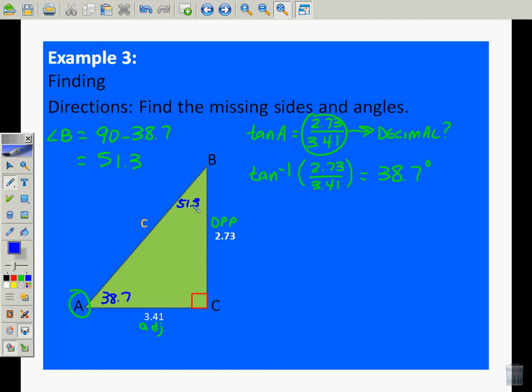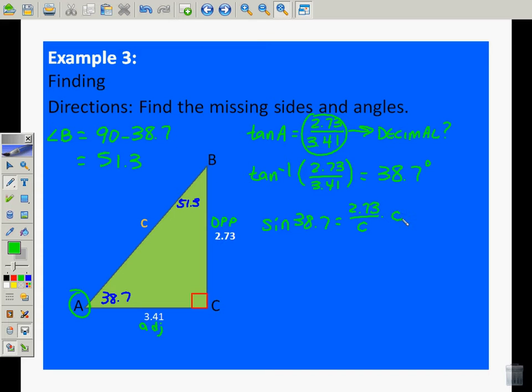Now, guys, here comes the fun part. Because I have a couple of different ways to solve this. And like I said, I'm not going to use Pythagorean theorem. You could, but I'm not going to. I'm going to show you a different way. The sine of A. Let's think of the sine of A. Well, that's sine of 38.7 is equal to the opposite over the hypotenuse. Notice, I have one unknown.